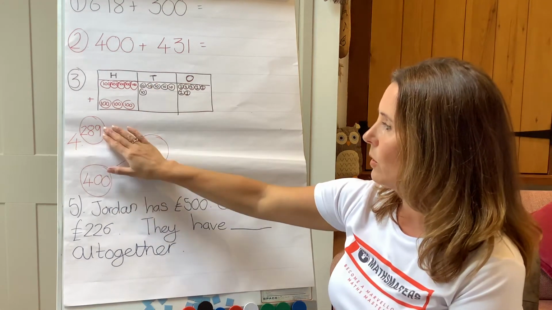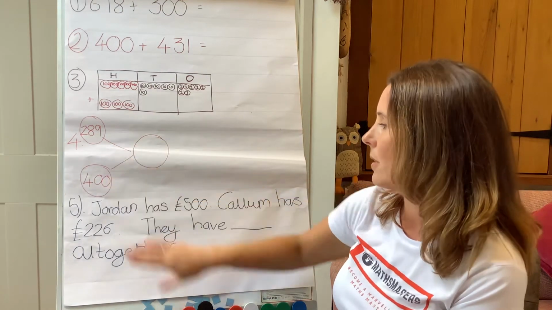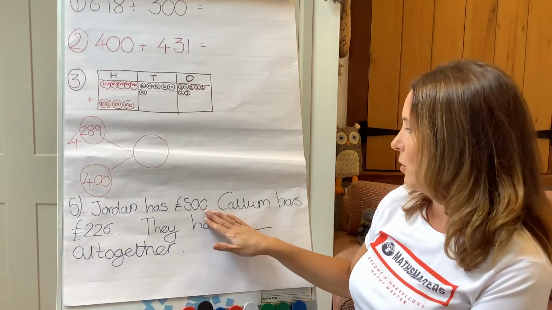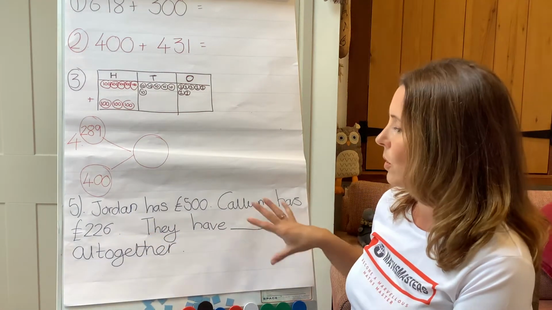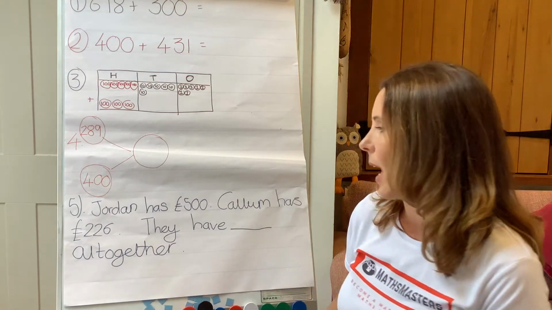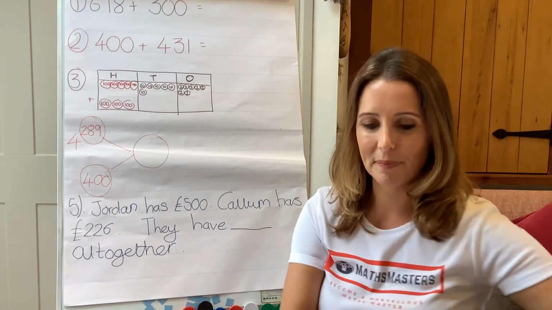Part whole model, 289 and 400. What's the whole going to be? Those are the parts. Jordan has £500. Callum has 226. They have what altogether? Okay, so pause and off you go with those.